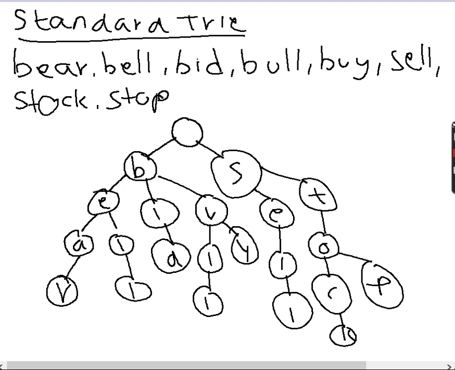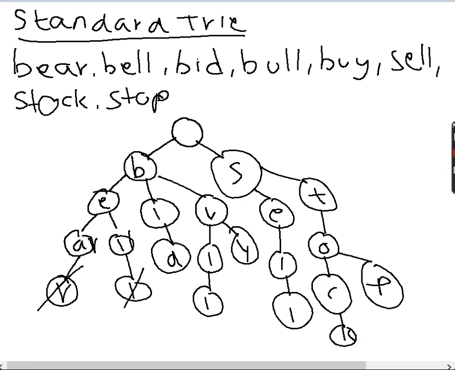Now this has too many nodes. If there are n words and there are k letters in each word, then it's n times k nodes. So we can also build a compressed trie by joining all the single-child nodes. For example, BEAR: these are single nodes, so we're going to join them here as AR, and we're going to remove this node. Then LL is a single node, we can join it and we can remove this.